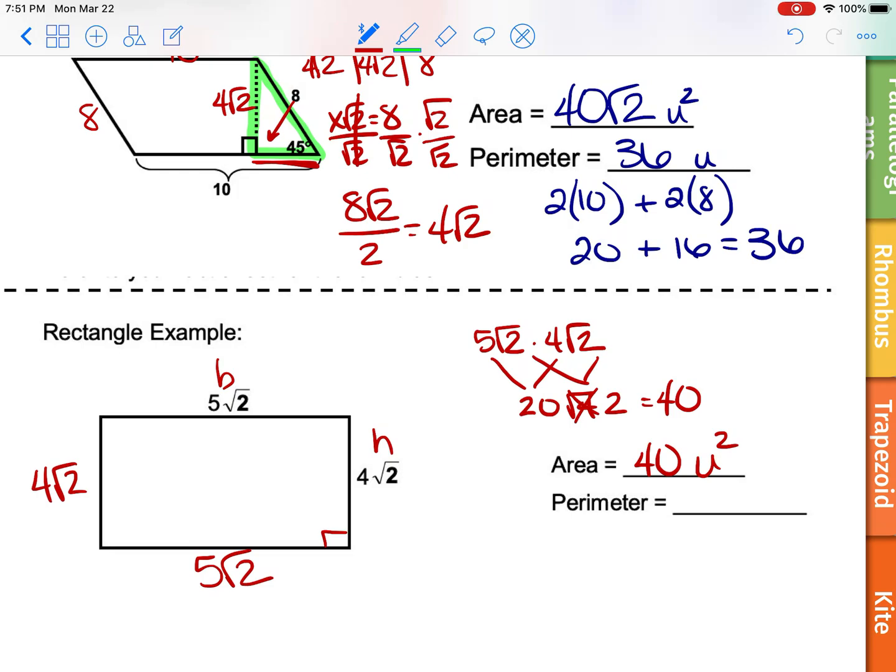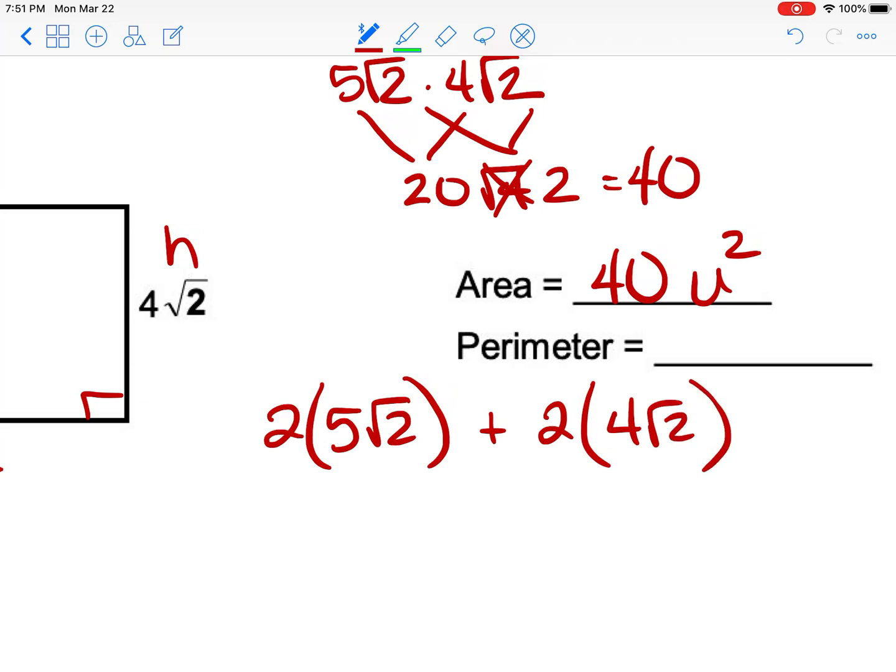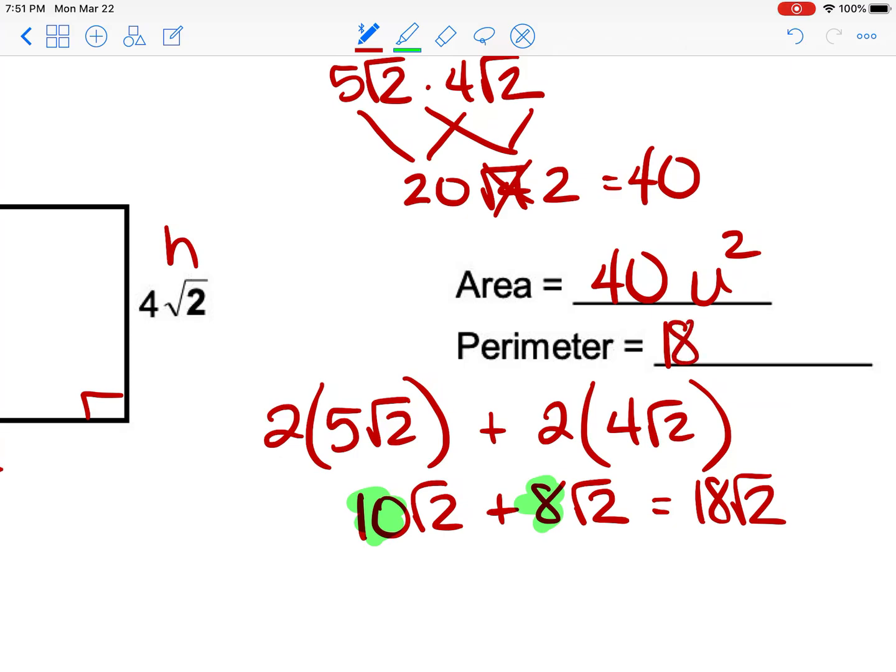Perimeter, we're going to add our outside, so let's make a note that we're doing 2 times 5 square roots of 2 plus 2 times 4 square roots of 2. And so that gives me 10 square root of 2 plus 8 square root of 2. They both have the square root of 2, so I can combine my outside numbers here. Those are like terms, and that would give me 18 square root of 2. Don't forget your radicals.